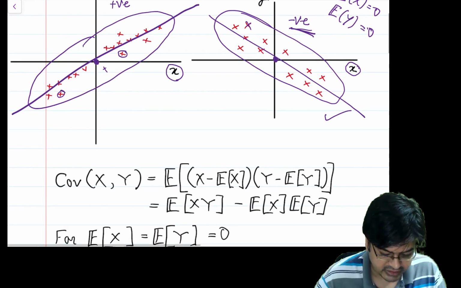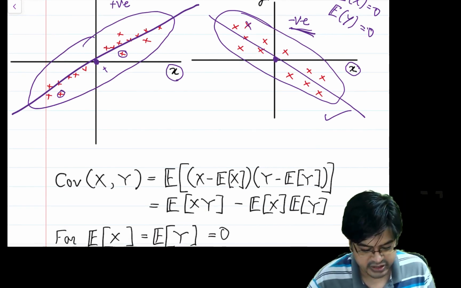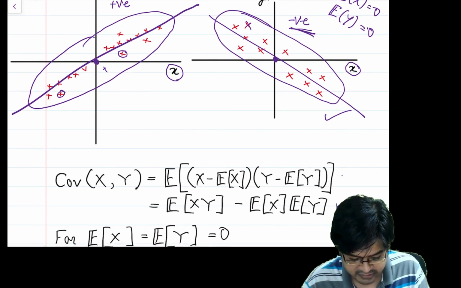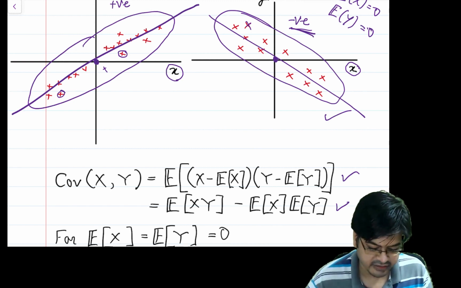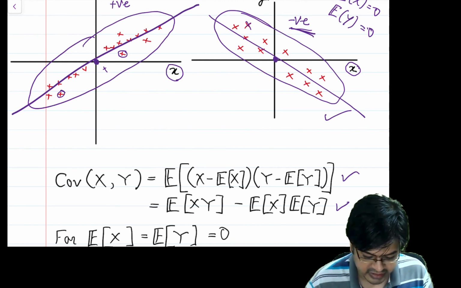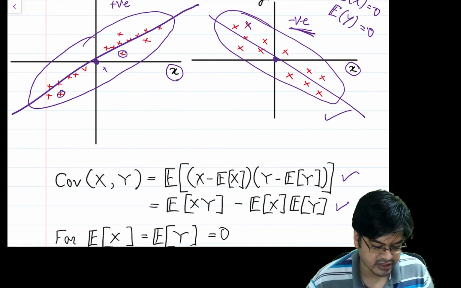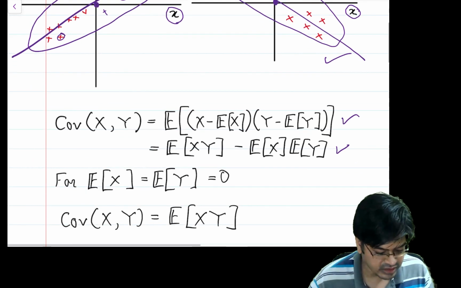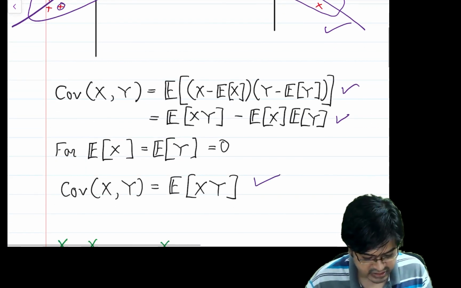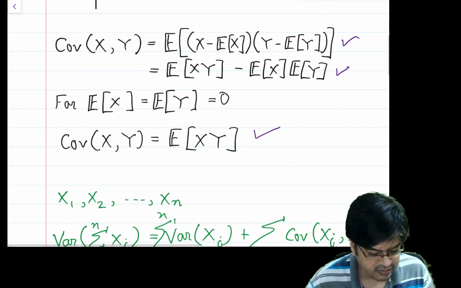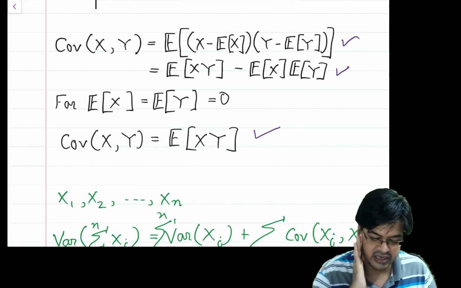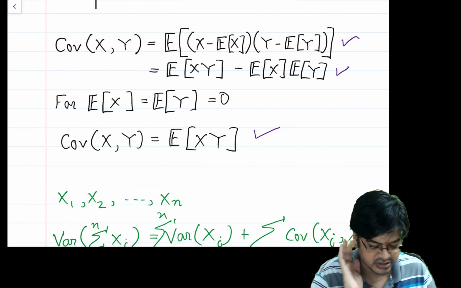This is the description. The simplification of covariance formulation we have already seen, which is expected value of xy minus expected value of x into expected value of y. I have already said this, and therefore you will have a nice formulation if x and y have mean 0.